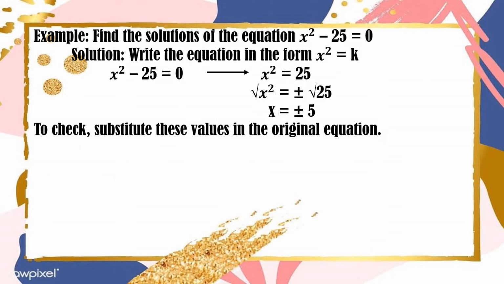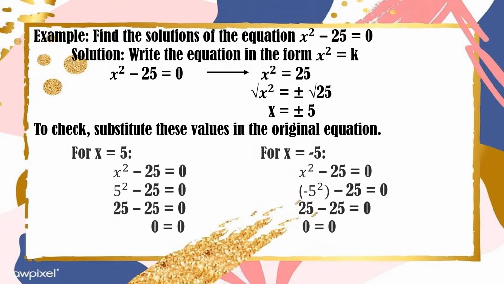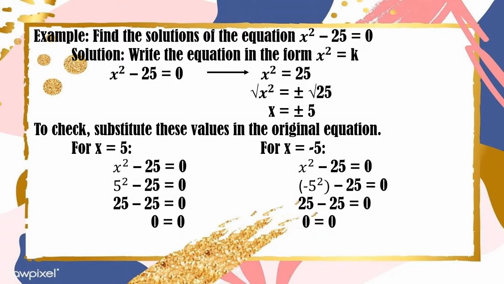So to check, we have to substitute these values in the original equation x squared minus 25 equals 0. If x is equal to 5, then 5 squared minus 25 equals 0. 25 minus 25 equals 0. 0 is equal to 0. So x is equal to 5 is a root of the equation x squared minus 25 equals 0.